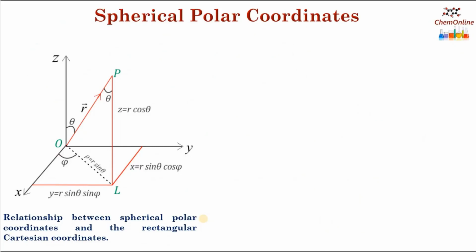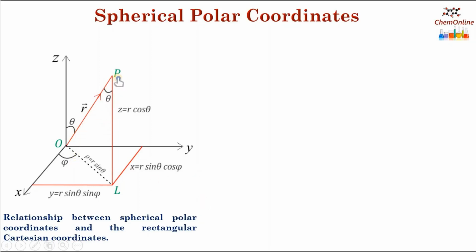When we deal with the quantum mechanical treatment of a rigid rotator model, we usually express the spatial coordinates in terms of spherical polar coordinates instead of the normal Cartesian coordinates x, y, and z. And this figure shows the relationship between spherical polar coordinates and the normal Cartesian coordinates. So instead of x, y, and z, the spherical polar coordinates are r, theta, and phi.